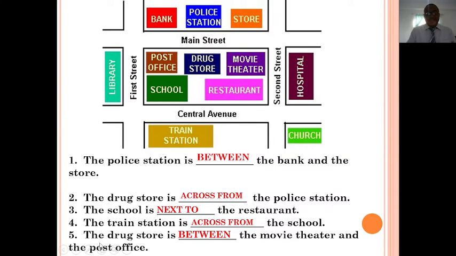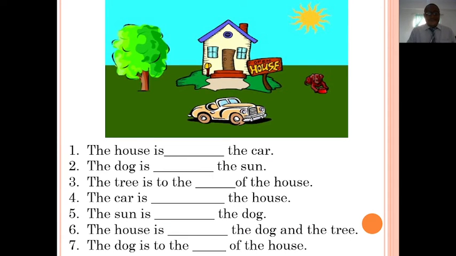Now let's move on to exercise number 2. Now let's look at the picture. Number 1, the house is the car. Let's look at the house and the car. Which is the correct preposition of place to use if we look at the car and the house? So the correct preposition is behind. So the house is behind the car. The house is behind the car.